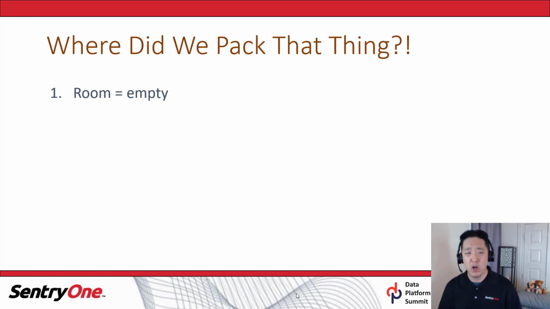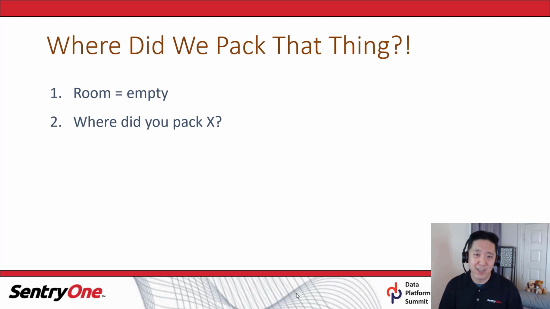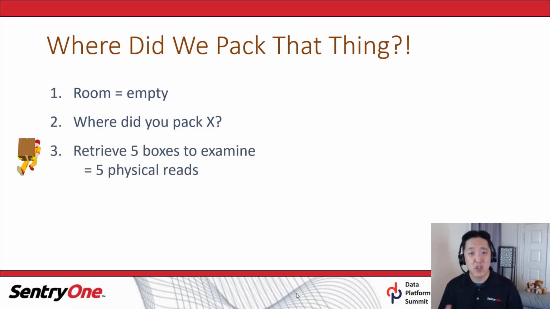So I'm standing in my home office now, and it is completely empty. This room that I'm in is representative of the buffer pool. Okay? And now I realize that I need something that has already been packed away. Maybe I need the power adapter for my laptop. So I know it's been packed away somewhere in one of the boxes for the home office. So I ask my movers to go retrieve those boxes from the truck.